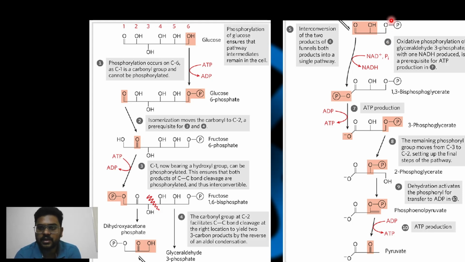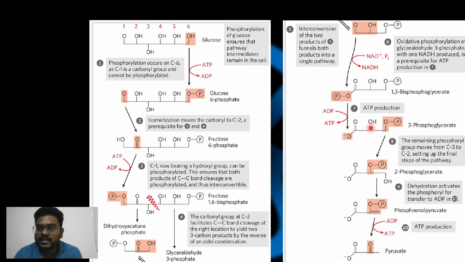Next, we are trying to improve the group transfer potential of this compound. So how did we do it? We added another phosphate, this time not from ATP, but inorganic phosphate is added. At the same time, we also reduced NAD plus to NADH. So now we have a reducing equivalent also. This also can produce ATP when it is run through the electron transport chain. Okay, so now we have a compound with two phosphates, and the first phosphate has very high group transfer potential, so that is utilized to produce ATP, and now we have produced a relatively stable compound.